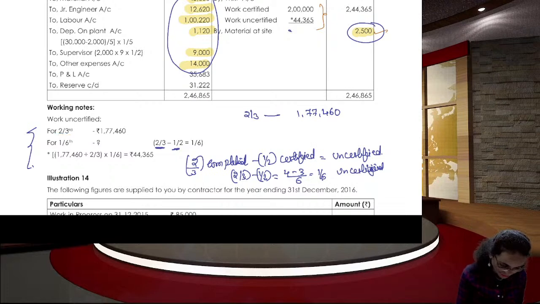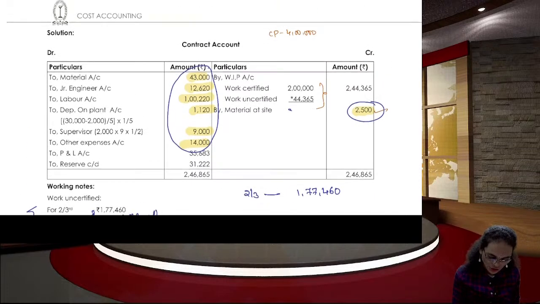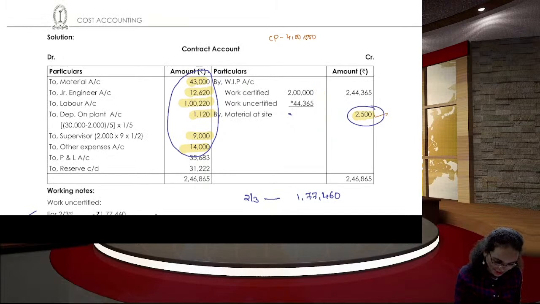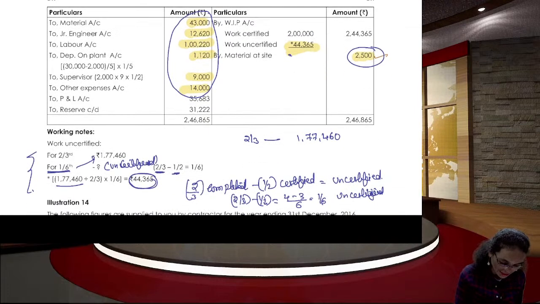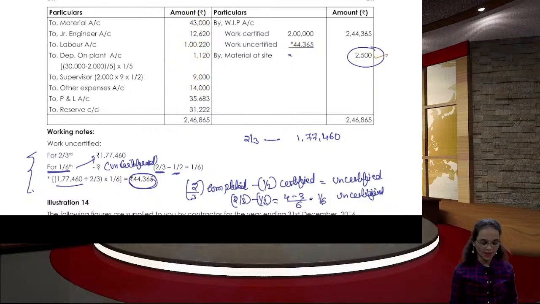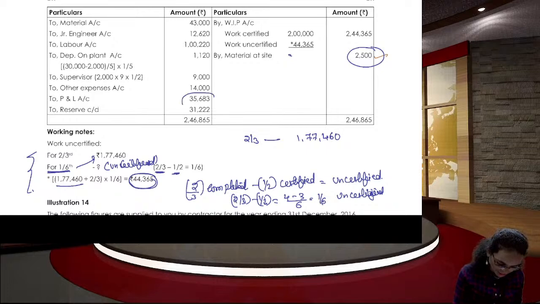So come here. What is the value of uncertified? How to calculate it? Cross multiply it, and you will get the work uncertified. When you get the work uncertified, then you need to calculate the profit you got. So this is the profit you got. Once again, I will also do the calculation for you.